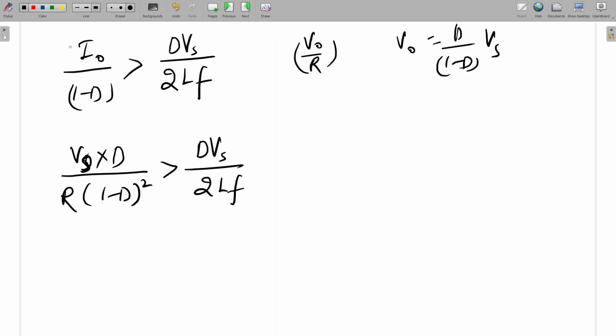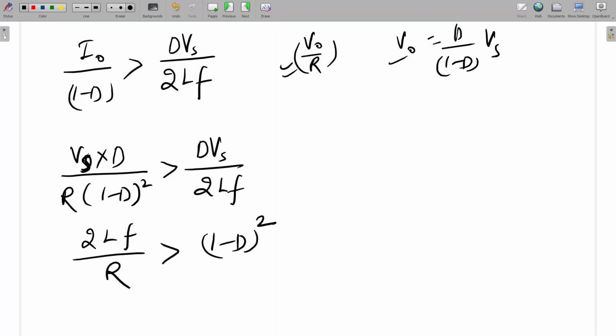Is it clear? I naught is V naught by R, and V naught is equal to D by 1 minus D into Vs. So this I have written here. It will be dVs divided by R into 1 minus D square. Finally we can write this, taking it to this side: 2LF divided by R should be greater than 1 minus D square. In another way, we can write 2L divided by R TS should be greater than 1 minus D square.